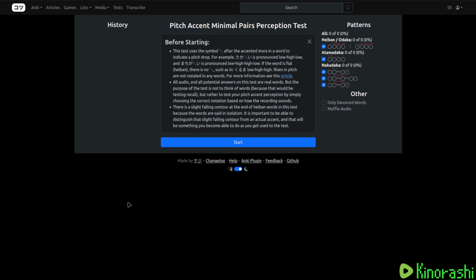Let's see. Pitch accent minimal pairs perception test before starting. This test uses the syllable after the accent mora in a word to indicate a pitch drop. For example, takai is pronounced low, high, low.